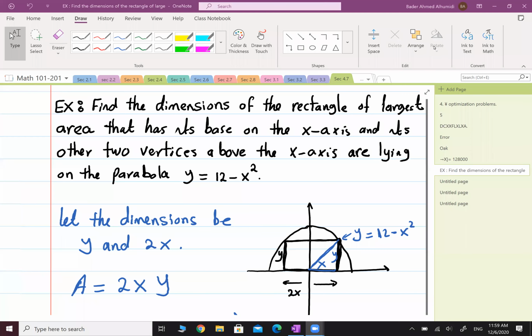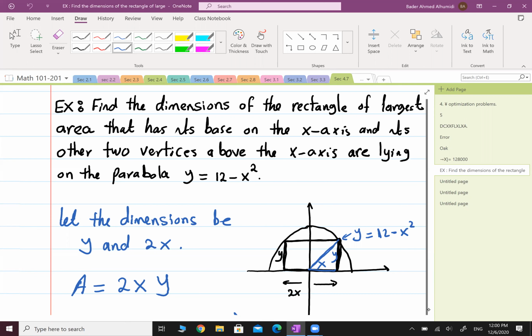Okay. So this is the last exercise we stopped at last time. We said find the dimensions of the rectangle of largest area that has its base on the x-axis and its other two vertices above the x-axis lying on the parabola y equal to 12 minus x squared. We draw the diagram here in front of you and we assume that the two dimensions of this rectangle are given by y and 2x. So let the dimensions be y and 2x.